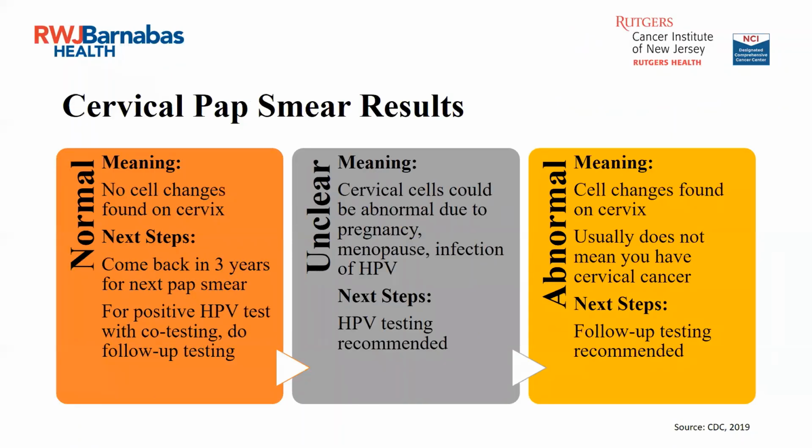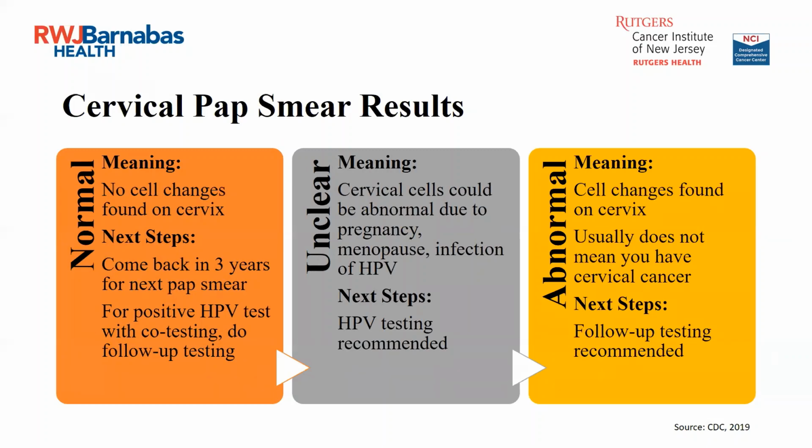In the case of a cervical pap smear, there are 3 potential results: a normal result, an unclear result, or an abnormal result. A normal pap smear result essentially means that no cell changes were found on the cervix. The next step would be to consult with your doctor, come back in 3 years, and if you had a positive HPV test done alongside this, you would do follow-up testing.